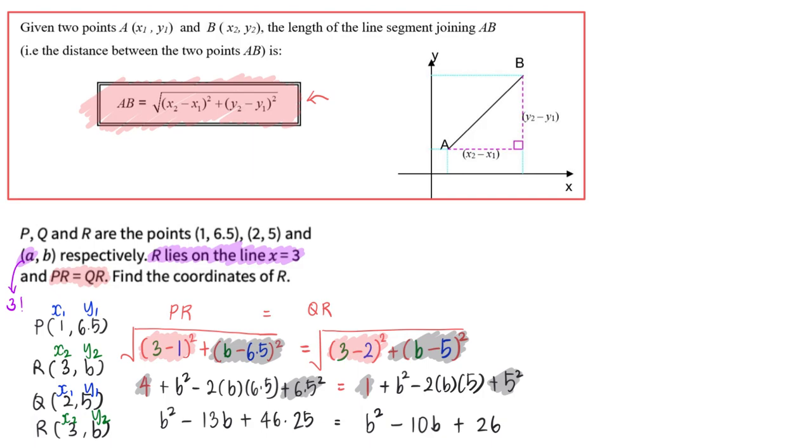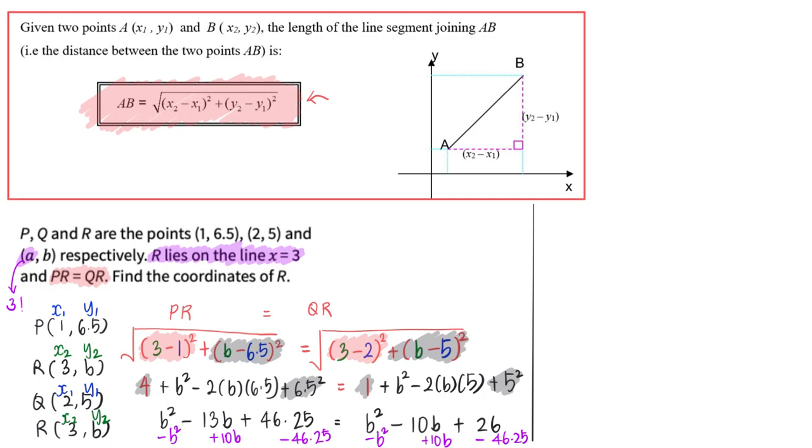So let's continue to solve for b. And once we have b, we will be able to get the coordinates of R. So on the next line, I would then minus b squared on both sides. I would add 10b on both sides, so that my right hand side there is no more b. I would minus 46.25 on both sides, so that my left hand side there is no more number.